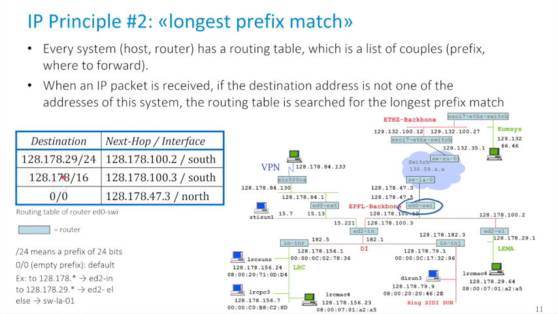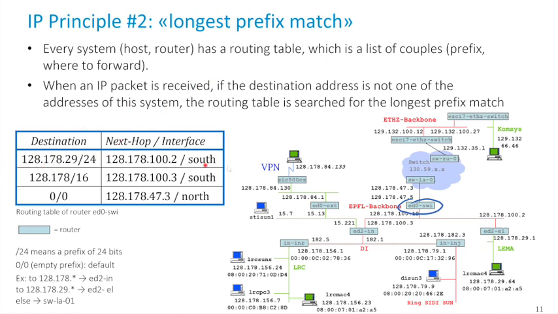Here there are 2 other entries, 128.178/16, and another entry which is 0/0. So for an IP address or an IP prefix, 0 means invalid. So it's not a valid address. The IP address 0 is not a valid address. But the /0 means it's empty. So that means that's the empty prefix. Because we use prefix matching, also called longest prefix match.